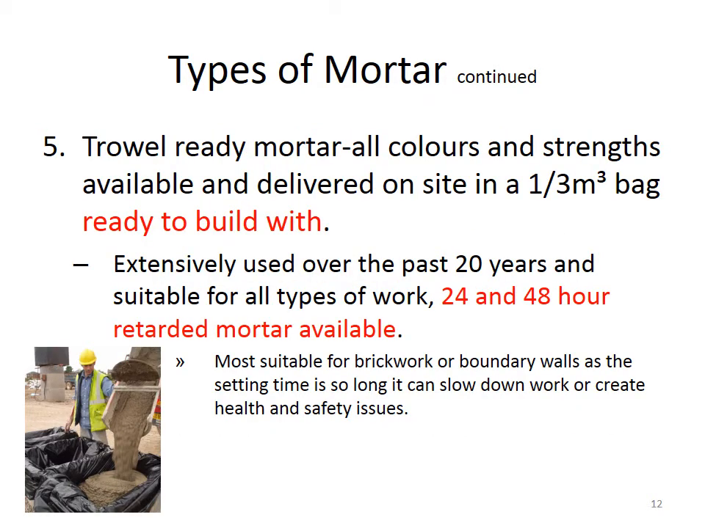The last type of mortar, number 5 there, is called trowel ready mortar. It comes in all colours and strengths, and it's delivered on site in a 1/3 cubic metre bag ready to build with. So it's pre-mixed in a factory. It has been extensively used over the past 20 years or so, and it's suitable for most types of work. It's a retarded mortar, so it comes with a retarder added to it.